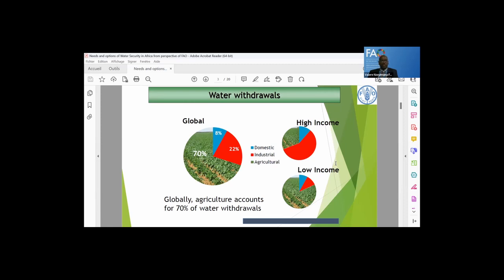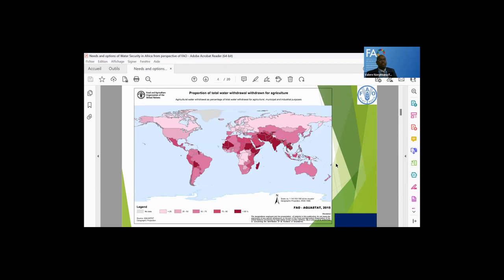And then in low-income countries, the portion of agriculture use goes much higher than 70%. Can we go to the next slide, please? On the next slide, you can see that in some countries, this portion for agriculture can go as low as 25%, even lower. Not only in industrialized countries, but also in some countries in Central Africa, where irrigation is not really taken as important. It's not that developed.